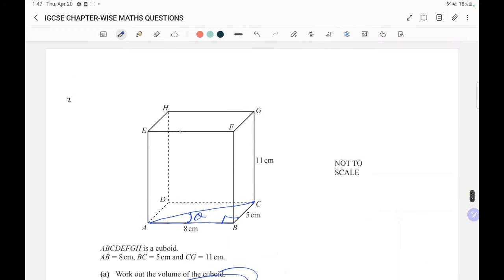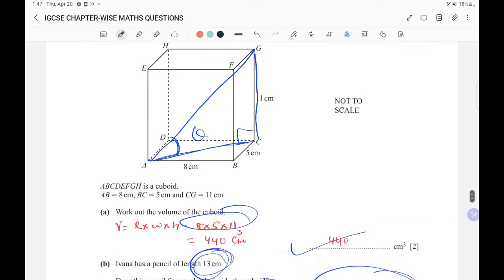Now calculate GAC. Where is G? GAC. Okay, here and here. Again, this is 90 degrees. So GAC, I think this angle, right? So we need to find this length first and this length, and then we can apply tan again.